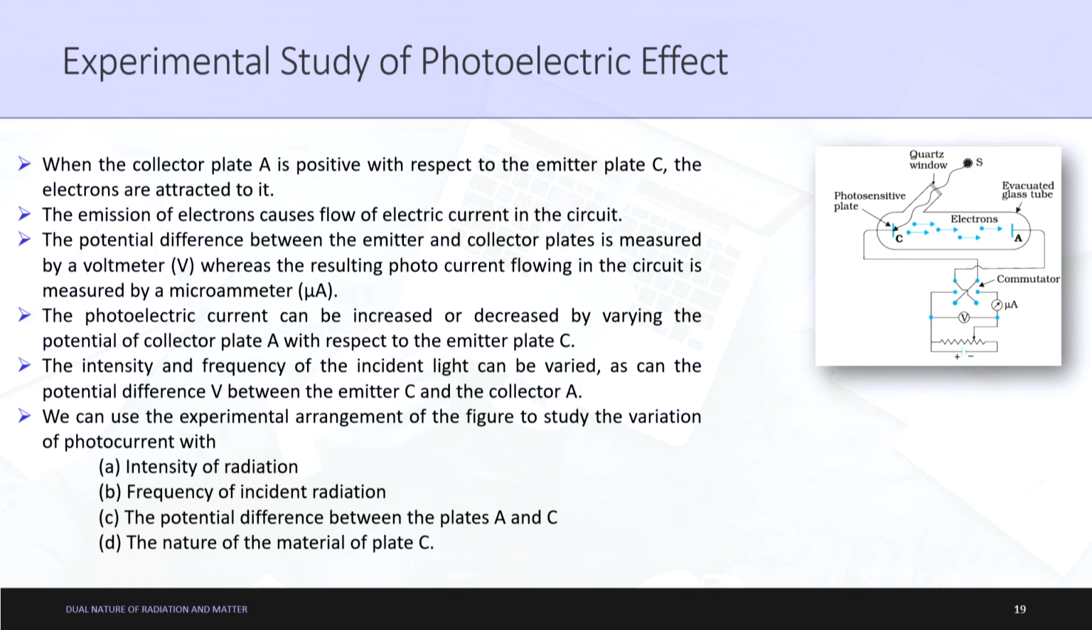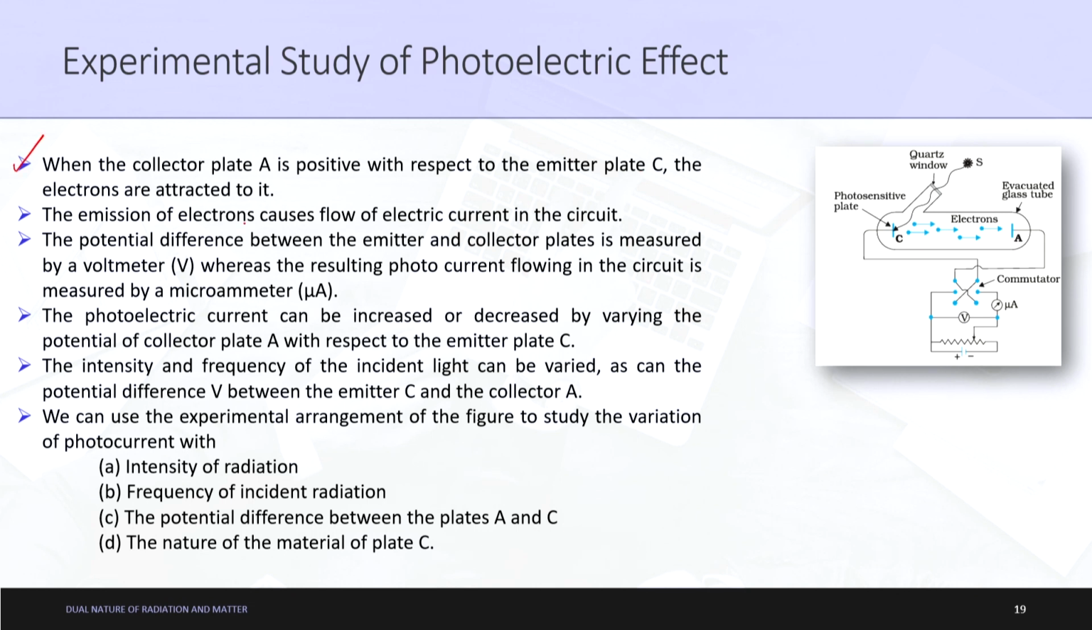Now, when the collector plate A is positive with respect to the emitter plate C, the electrons are attracted to it. It is saying that collector plate A is positive, quite evident. So, if it is relatively positive and electrons are being ejected from this portion, what will these electrons do? They will try to get attracted towards this positive plate A, right. That is what is written here. So, as you can see, the electrons are being attracted to it.